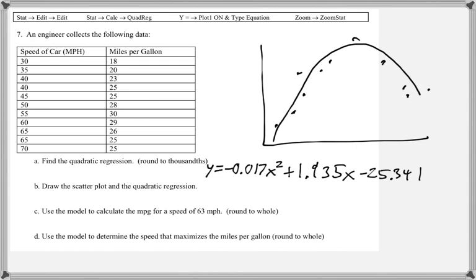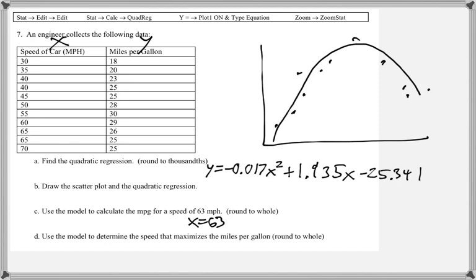So it says, use the model to calculate the MPG for a speed of 63 miles per hour. So miles per hour, that is the first list. So these are my x's, these are my y's. So this means that x is equal to 63.